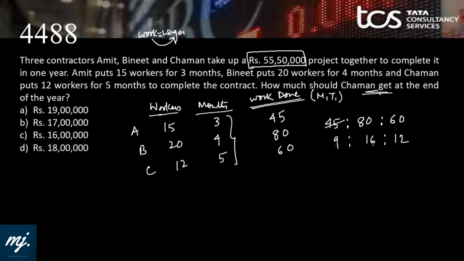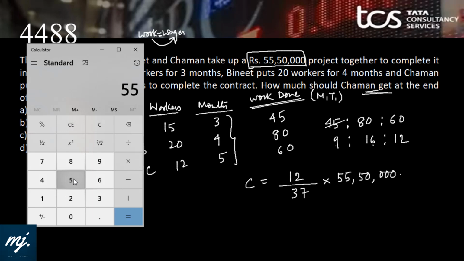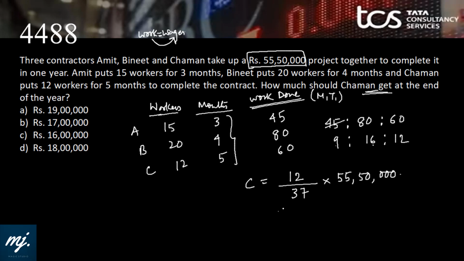They have asked how much should C get. C will get in proportion 12 by 37, into 55 lakh 50,000. So we have 5550 divided by 37, that is 1.5 lakh, into 12, that is 18 lakh. So Chaman should get 18 lakh. Option D is the pick.